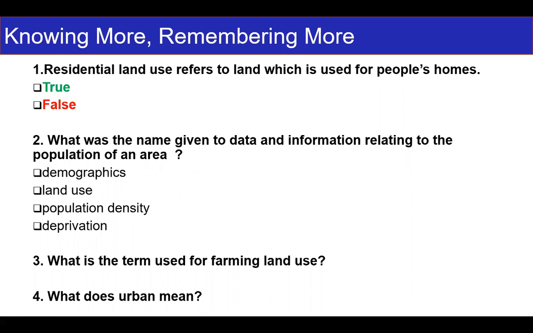Question 1. Residential land use refers to land which is used for people's homes. True or false?